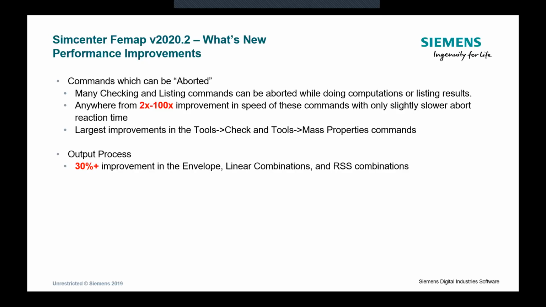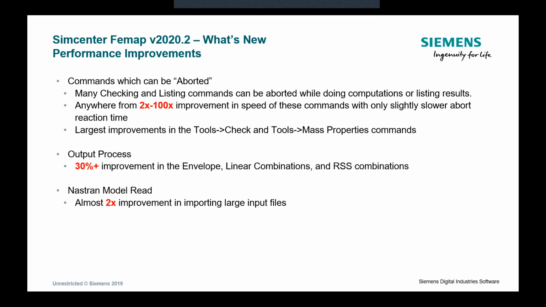Output process: we know a lot of people make envelopes, linear combinations, RSS combinations. We were able to make that about 30% faster for each one of those. So I know a lot of folks use those all the time.